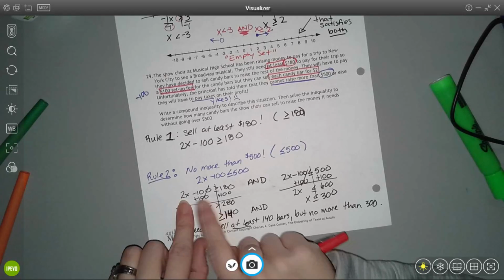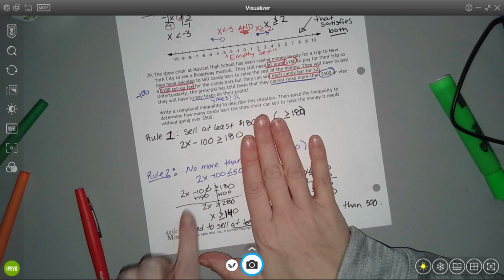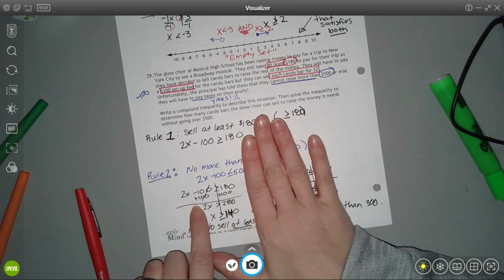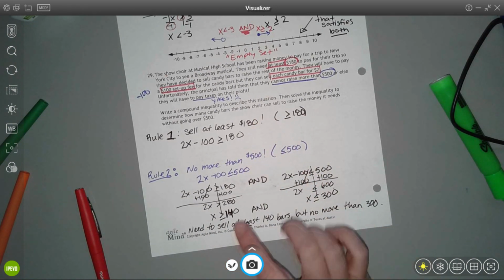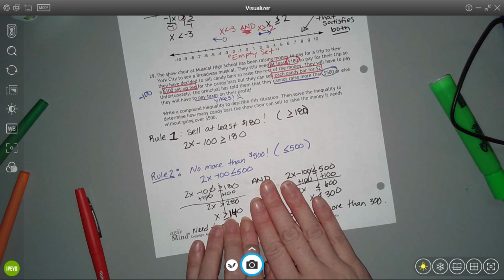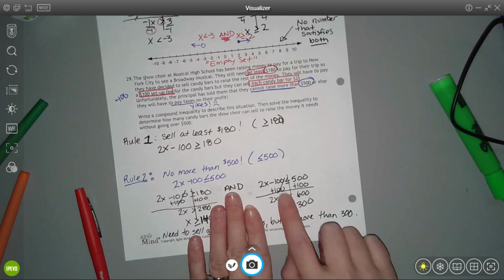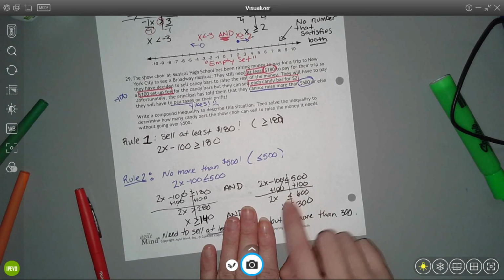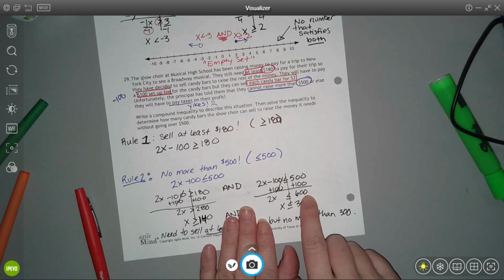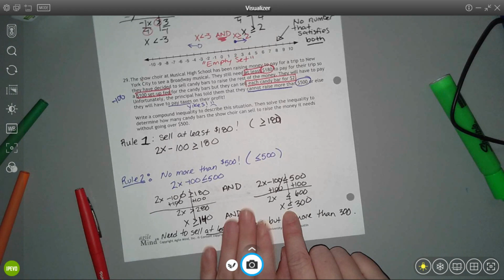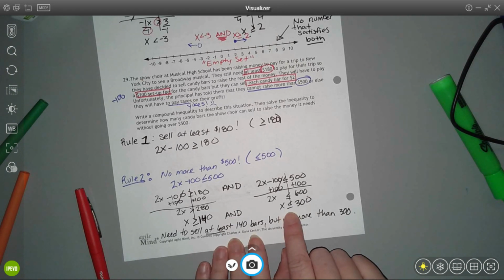Okay, we'll worry about this one first. Rule 1, add 100 to both sides. I get 2x is greater than or equal to $280. And then finally, when we solve that, I get that x has to be greater than or equal to 140. Come over here. Add 100 to both sides. 2x has to be less than or equal to $600. Divide that by 2, and x has to be less than or equal to 300.